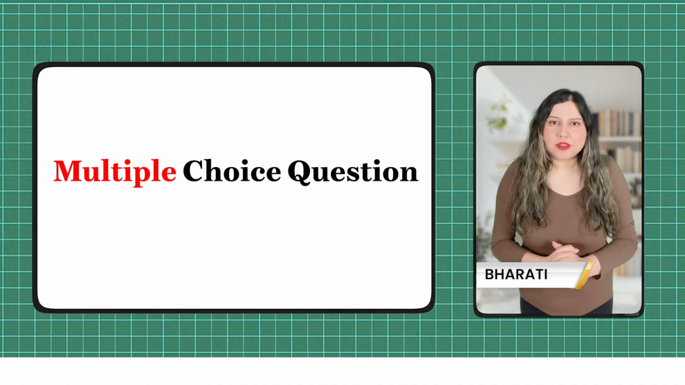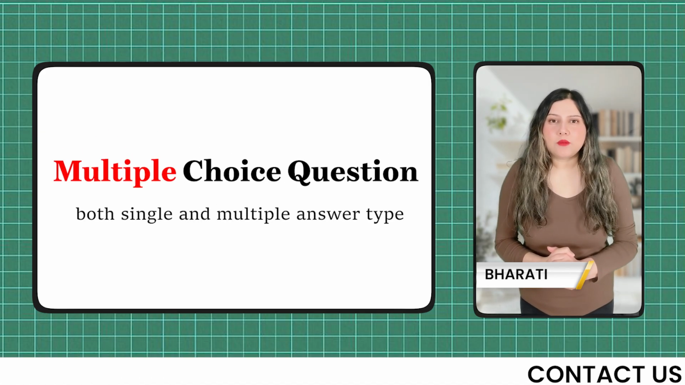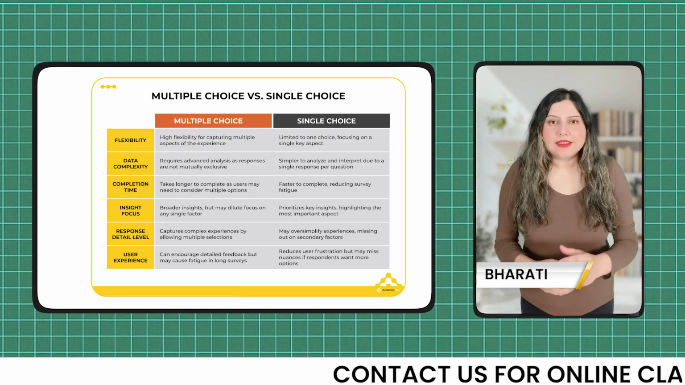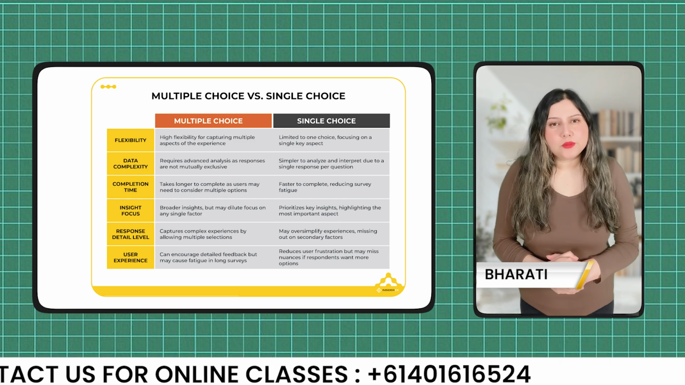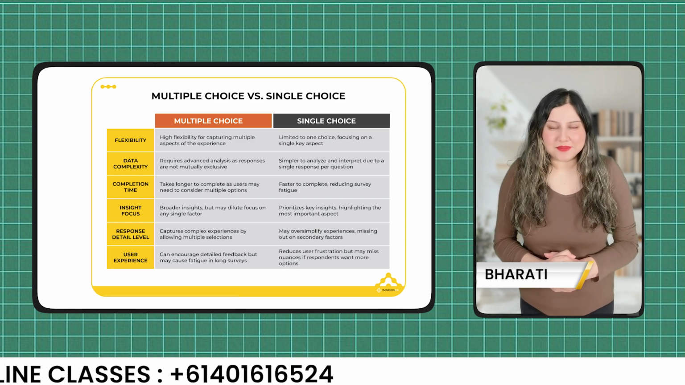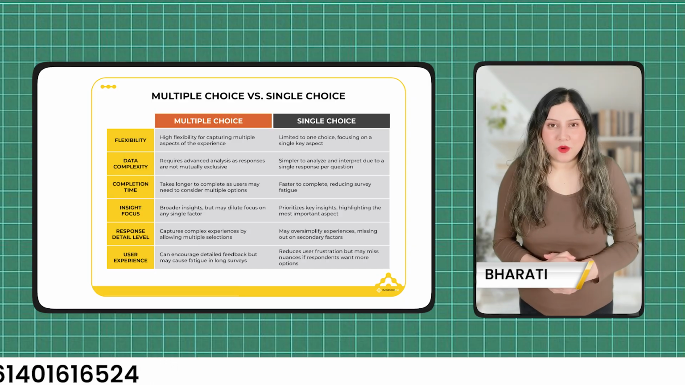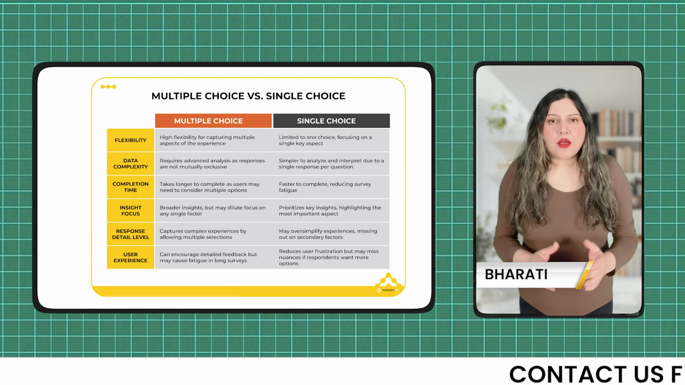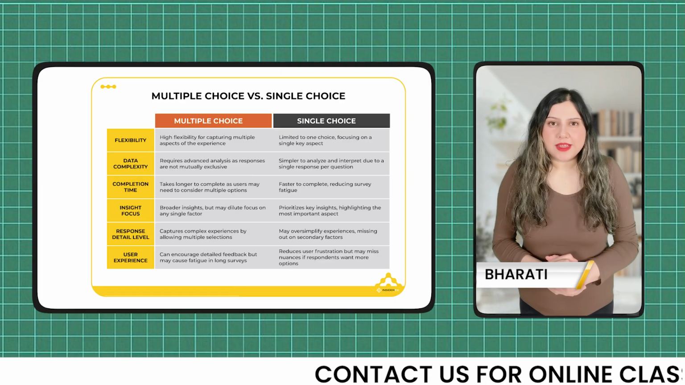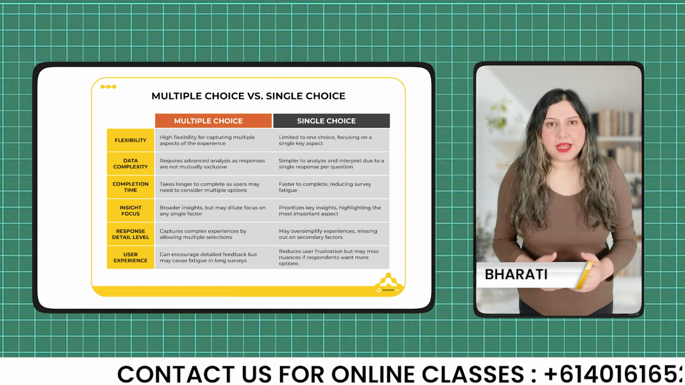Next, we have multiple choice questions, both single and multiple answer types. These can be real-time traps if you're not careful. For MCQ multiple, remember there's negative marking. If you're unsure, don't guess all. Just pick one answer you're most confident about and move on. For MCQ single, there's no penalty, so never leave any question blank.